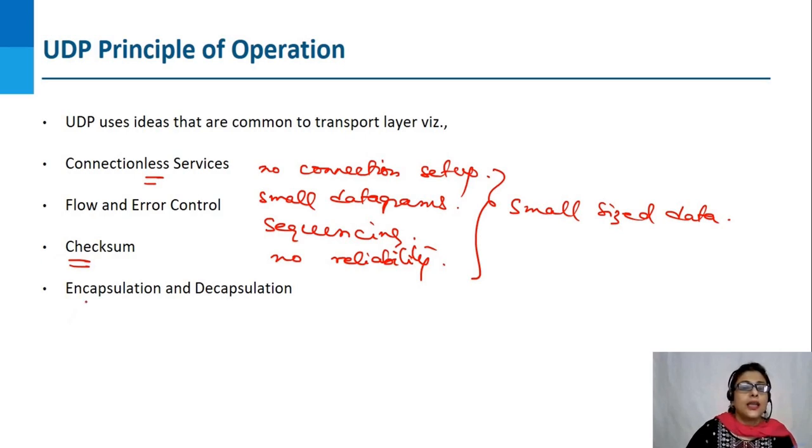Then encapsulation and decapsulation are also the major functionalities of UDP. After that, queuing is a very important functionality of UDP using different port numbers.